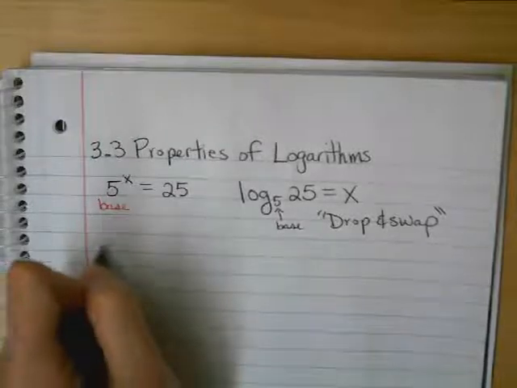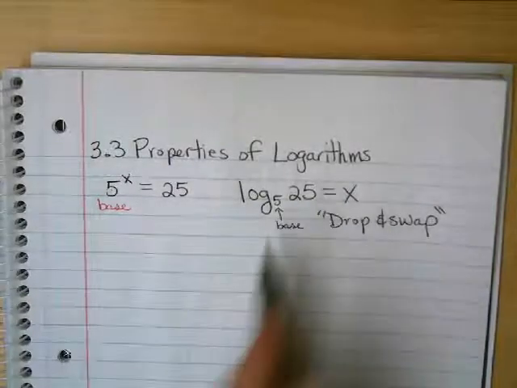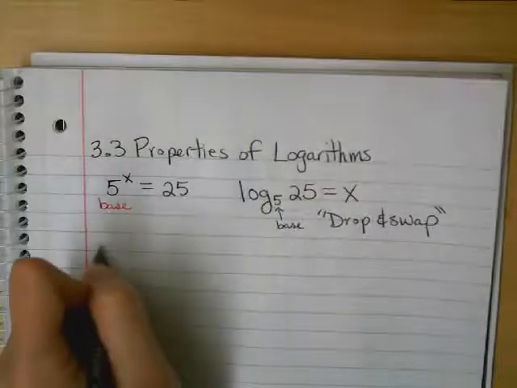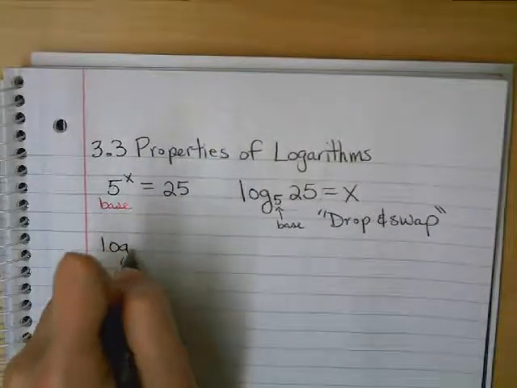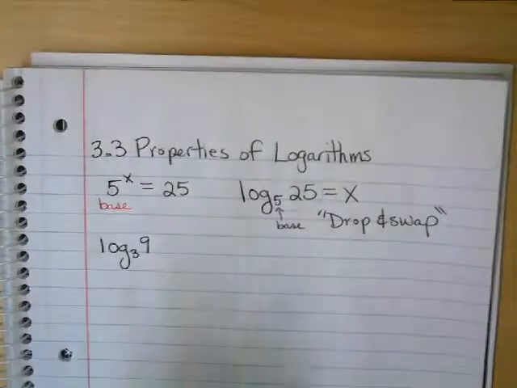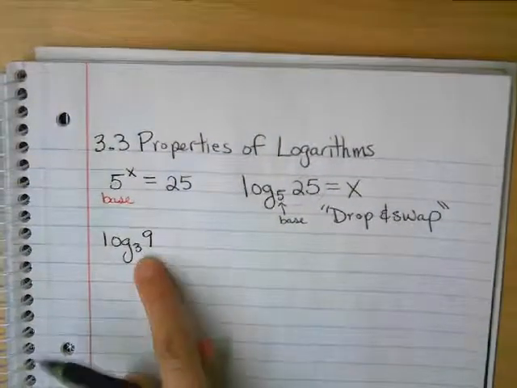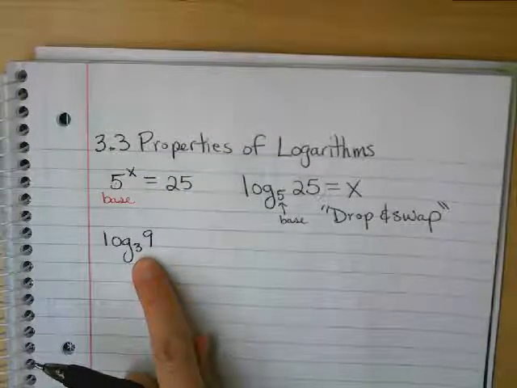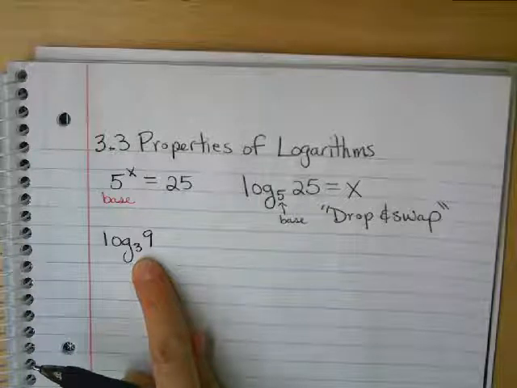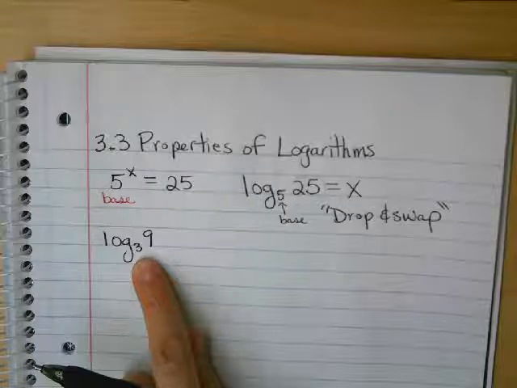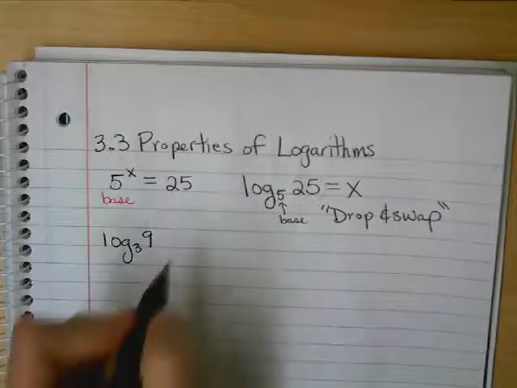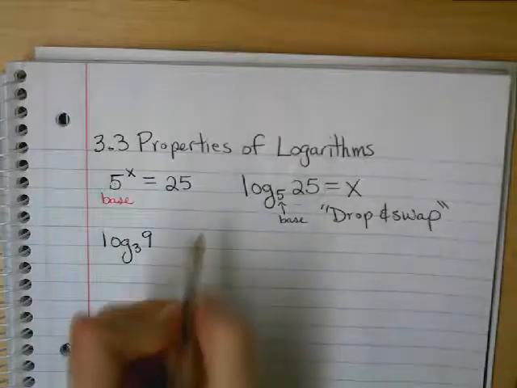A lot of times you can just look at them and see it. If I gave you log base 5 of 25, you're like, oh yeah, that's 2. Here's another one. What's log base 3 of 9? Try to keep in mind that logarithms are asking you to figure out the exponent. 3 to what power gives you 9? 2 again. I gave you easy ones. So that answer is 2.